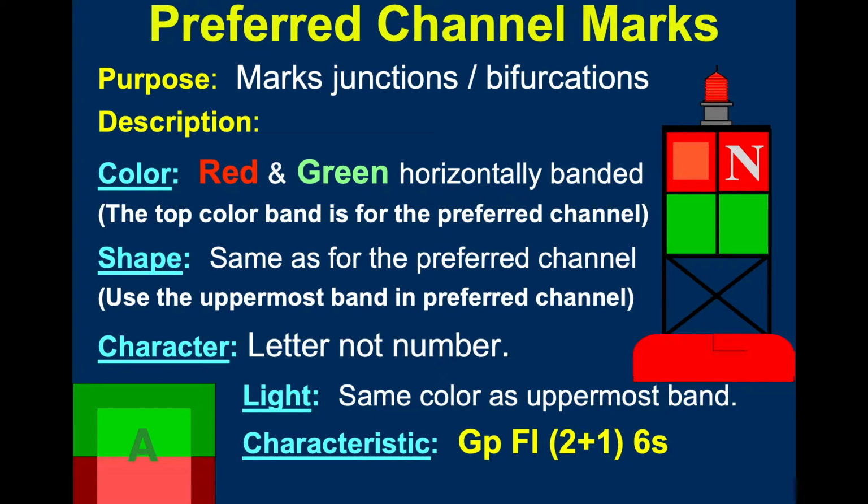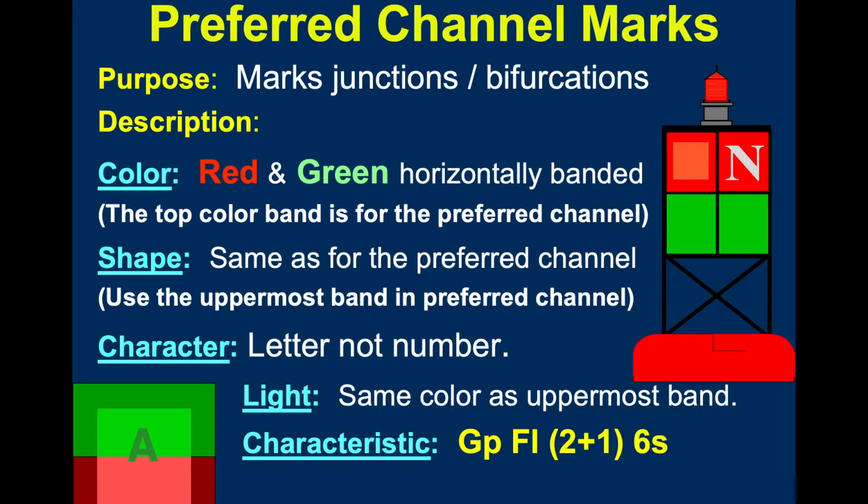These have a letter, not a number. You're not going to see preferred channel marks or junction buoys numbered. They're always going to have letters. The light, if it has a light on it, is going to be the same color as the uppermost band. So in this example here, the upper band is red, and the light is red.